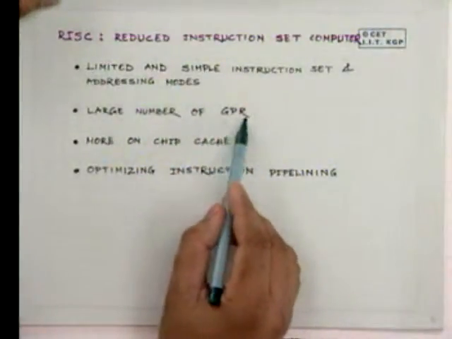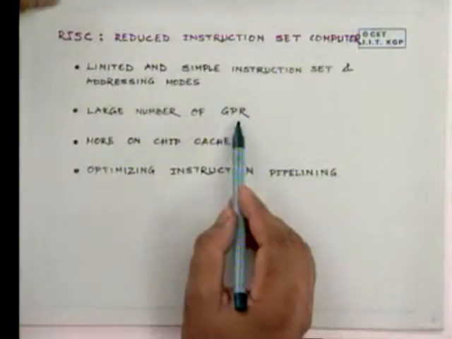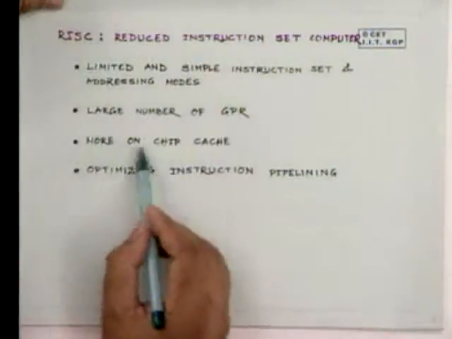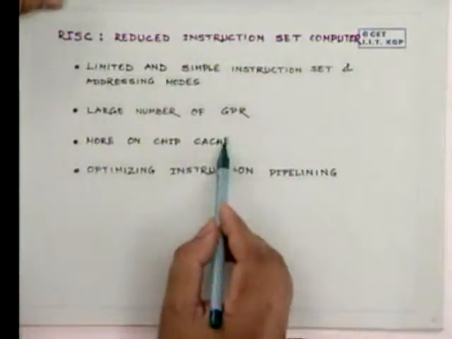As more chip area is available, you can have a large number of general purpose registers. If you have more general purpose registers, then you can keep many operands within the CPU itself, and therefore to get an operand you don't have to go to the memory to fetch it. Any memory access is time consuming, so if you can keep more operands within the CPU itself, your program execution speed increases.